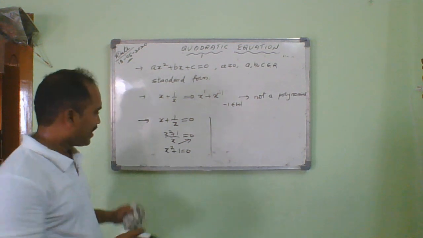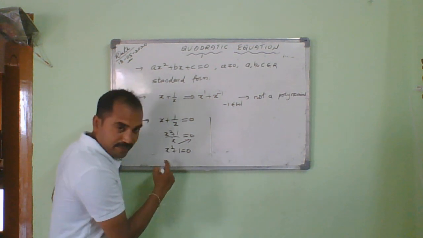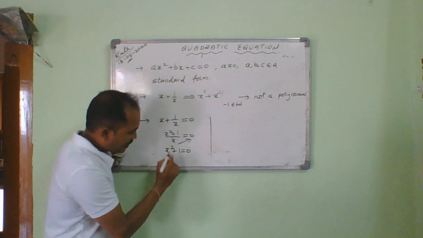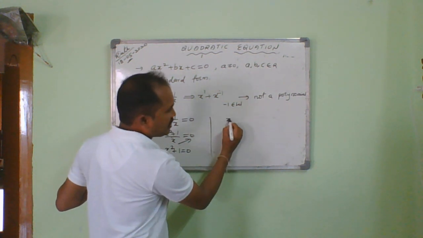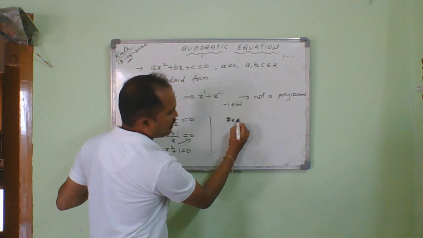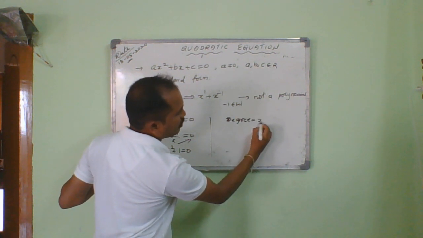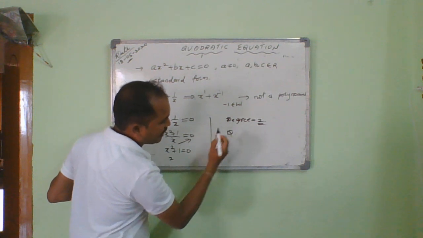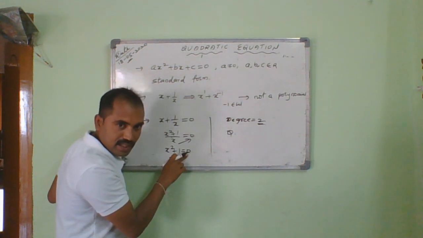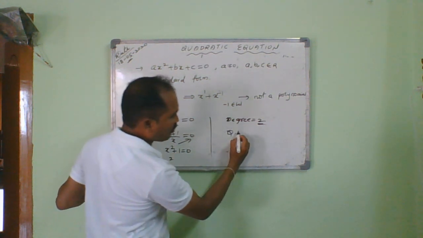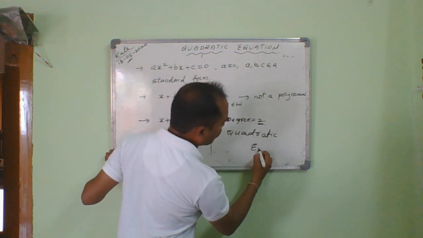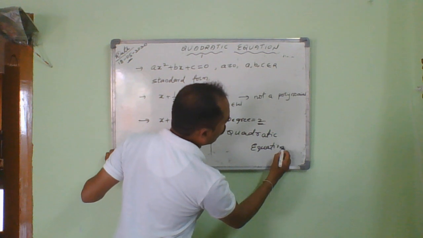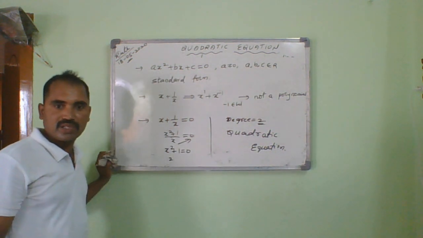We'll discuss here. What is the power of the variable here? 2. Obviously, the power of the variable is equal to 2. So that means the degree is equal to 2, so it is called a quadratic. Is it a polynomial or an equation? Equation, because it is equal to 0. So it is a quadratic equation. Have you understood, everyone?